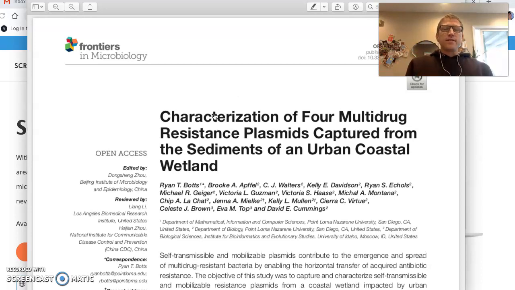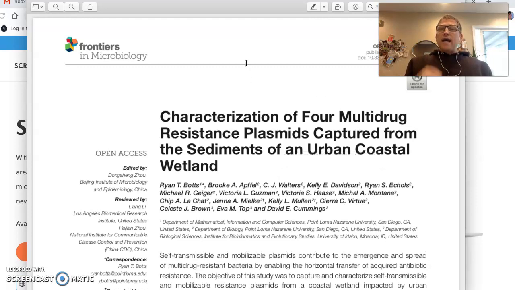So I see characterization. That tells me that there weren't hypothesis testing experiments taking place, but this is going to be descriptive. What's it describing? 4 plasmids, okay, not just one, but 4 of them. They're multi-drug resistance plasmids. So these are plasmids, I have to know what plasmids are. These are plasmids that are carrying resistance genes to multiple classes of antibiotics. And then it tells me they were captured, they were isolated from sediments of an urban city coastal wetland.